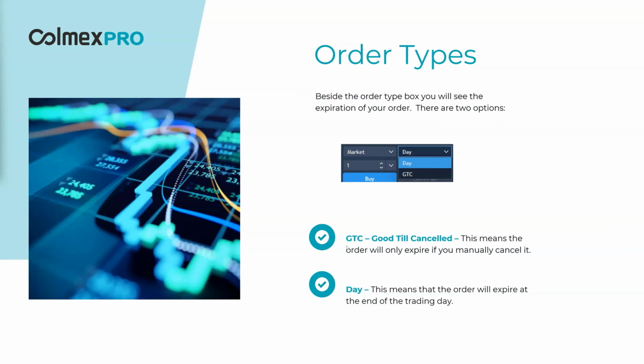Let's now talk about the order types when we're referring to expiration or duration. So beside the order type box, you will see the expiration of your order. There are two options offered to you. So when you select that drop-down box, as seen in the screenshot, you'll see day or GTC. Let's start with GTC. What does it mean? It means good till cancelled. This means the order will only expire if you manually cancel it. Then you have day. A day order means that the order will expire at the end of the trading day. If you recall, in the previous lessons, we went over the different hours of the trading day.